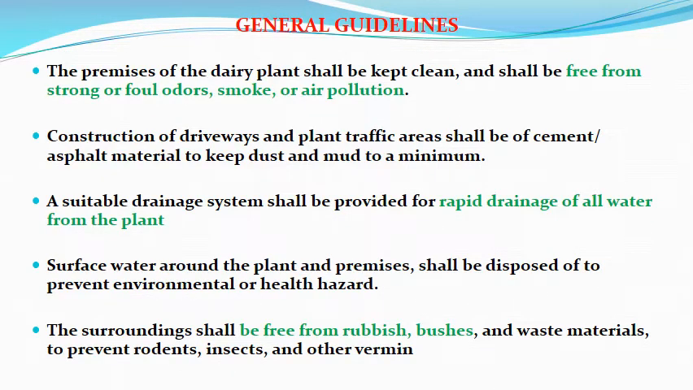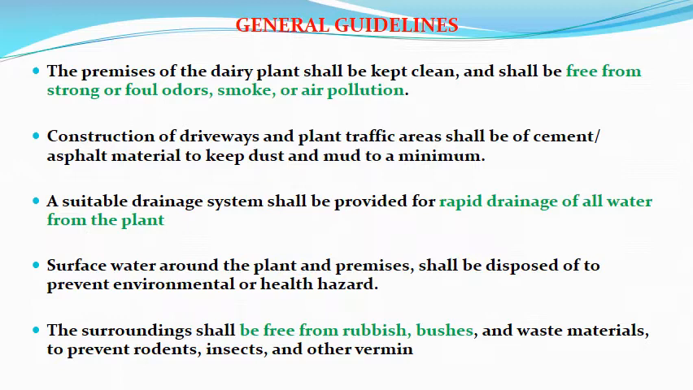Now there is a general guideline pertaining to maintenance of hygienic condition in dairy plant or for maintaining proper cleaning and sanitation inside the dairy plant. We need to understand some of the basic requirements around the plant or surrounding the dairy plant. The premises of the dairy plant shall be kept clean and shall be free from strong or foul odors, smoke or air pollution, because the surrounding has a very important role. So if the surrounding is dirty, it will bring all the unhygienic contamination, or the odors will be absorbed by the milk, or smoke and air pollution will create a problem.